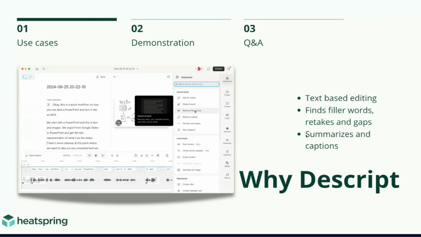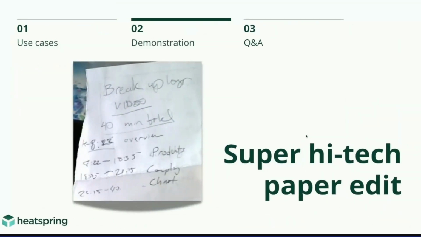Another thing I'm going to demonstrate is some of the AI tools they've embedded for summarizing the video, getting a description of it, bullet points or highlights. It does that really well. And then this is my super high-tech paper edit. In the demo, I wrote down some timestamps of this video. The use case I have now is a 40-minute video an instructor did, and I want to make these videos shorter.